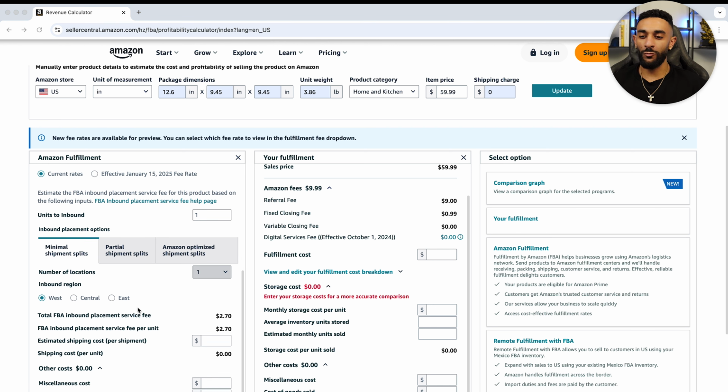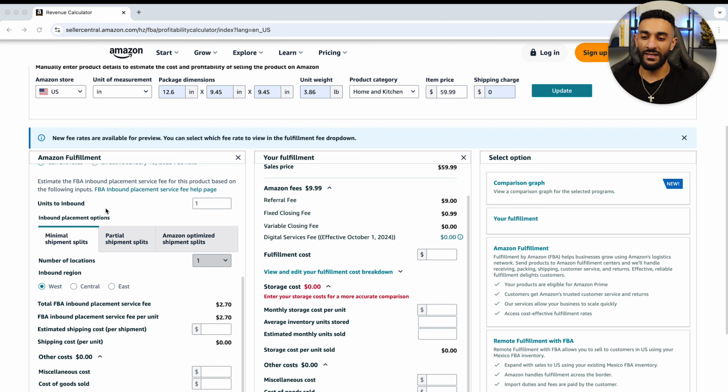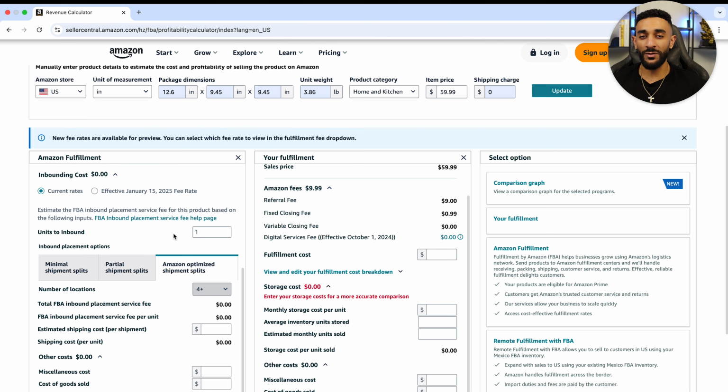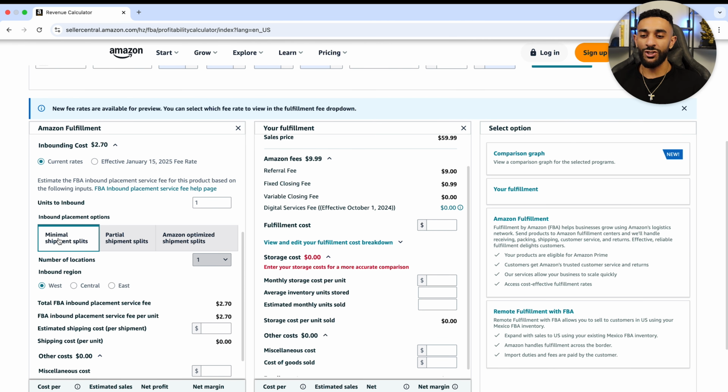And as we scroll down, we see this section here, units to inbound or inbound placement options. And it gives you 3 different options: minimal shipment split, partial shipment split, and Amazon optimized shipment split. This essentially is a fee for how your product is shipped to Amazon. So if you only ship your products to one fulfillment center, then you're going to be charged a higher inbound placement fee. We see $270 here. If you send your inventory to 3 fulfillment centers, we see a lower inbound placement fee of $157.